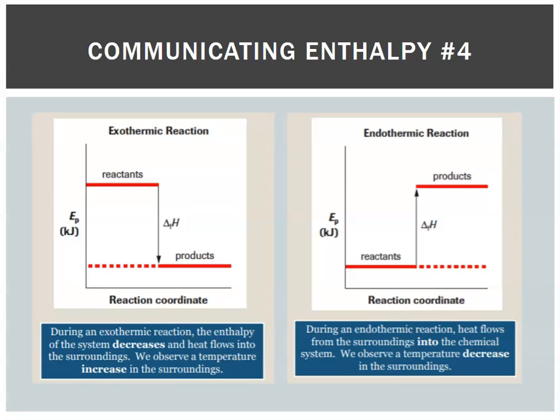In an exothermic reaction, the chemical potential energy of the products is lower than that of the reactants. This is shown by a decrease on the diagram. Conversely, endothermic reactions result in an increase in chemical potential energy. This is shown by an increase on the diagram.